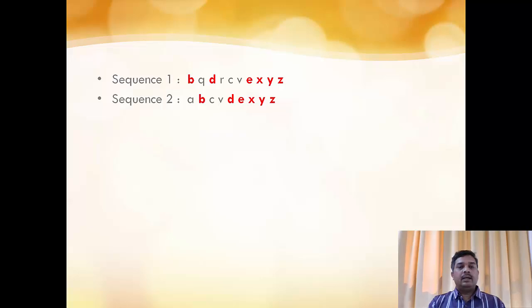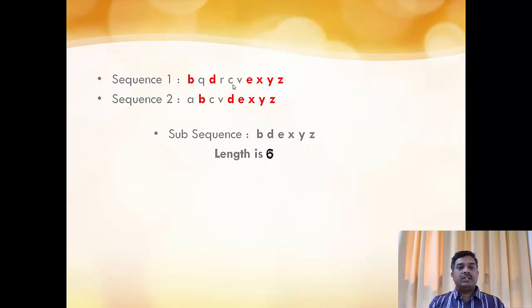So like that we'll compare each and every element and find our common subsequence. Here, if you try in that way, the common subsequence that you get is this: the order in which B, D, E, X, Y, Z appeared in the first sequence, in the same order B, D, E, X, Y, Z appear in the second sequence also. Their relative positioning is the same. Here the subsequence has length 5.